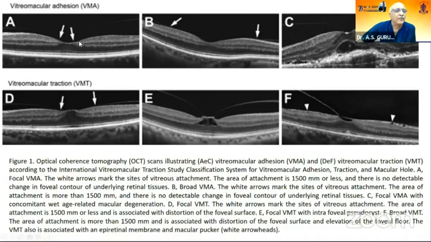This is a focal vitreomacular adhesion. This is a broad vitreomacular adhesion. This is a focal vitreomacular adhesion with concomitant CAD. This is the vitreomacular traction, which is focal, causing some distortion of the fovea. Vitreomacular traction, which is focal, causing pseudocysts here. And this is the broad vitreomacular traction causing distortion of the macula.